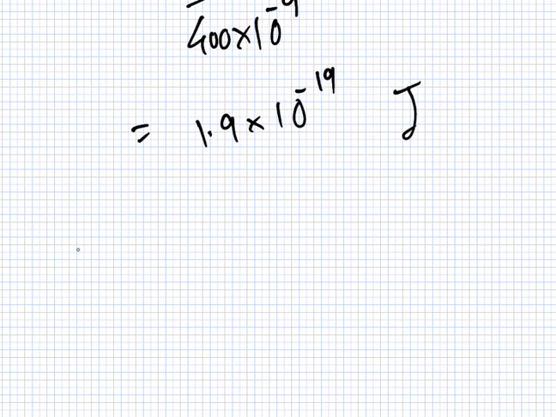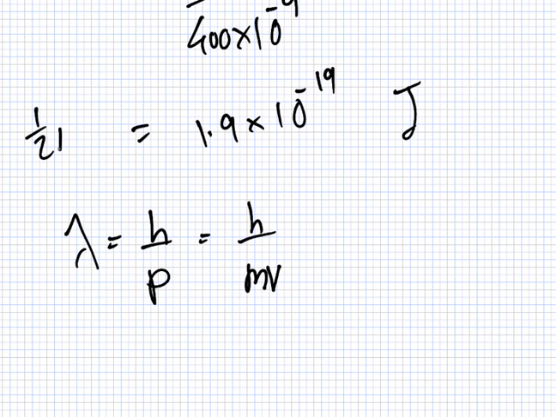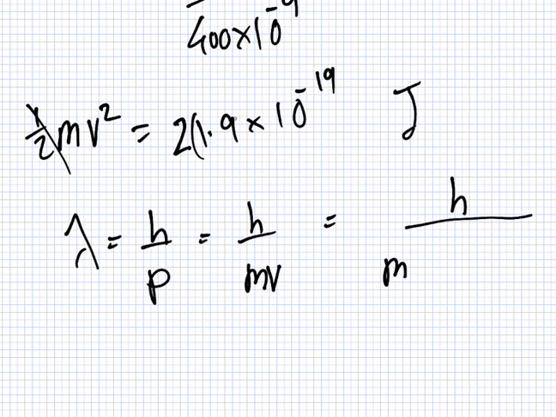So we have wavelength equals h over p, which equals h over mv. The only problem is we don't know the v, but we know the kinetic energy, so we can get the v from that. The formula for kinetic energy is a half mv squared. So this would be h over m, and the v would be the square root of 2 kinetic energies over m. Multiply this by 2, divide it by the mass of an electron, and then square root it.